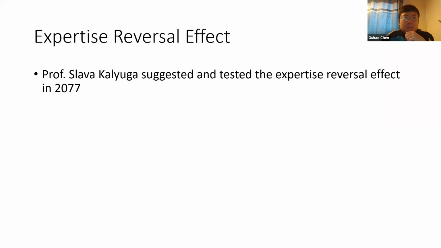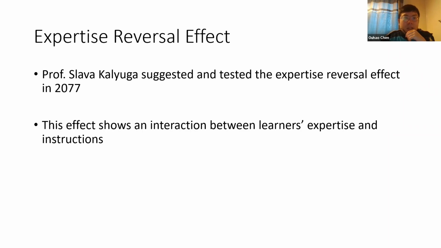So next, we are going to talk about the expertise reversal effect. Oh, sorry, I made a typo. That should be 2007... no, this should be 2017. So this effect was suggested and tested by Professor Slava Kalyuga in 2017. And this effect shows an interaction between learner's expertise and instruction.